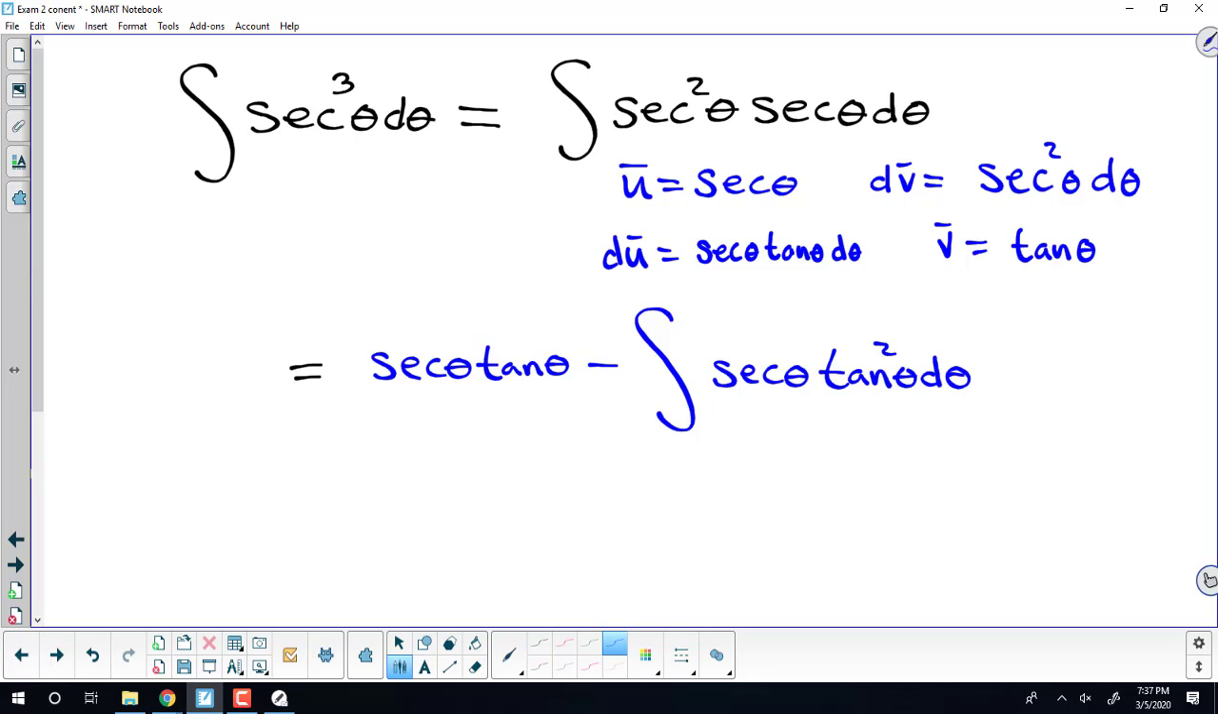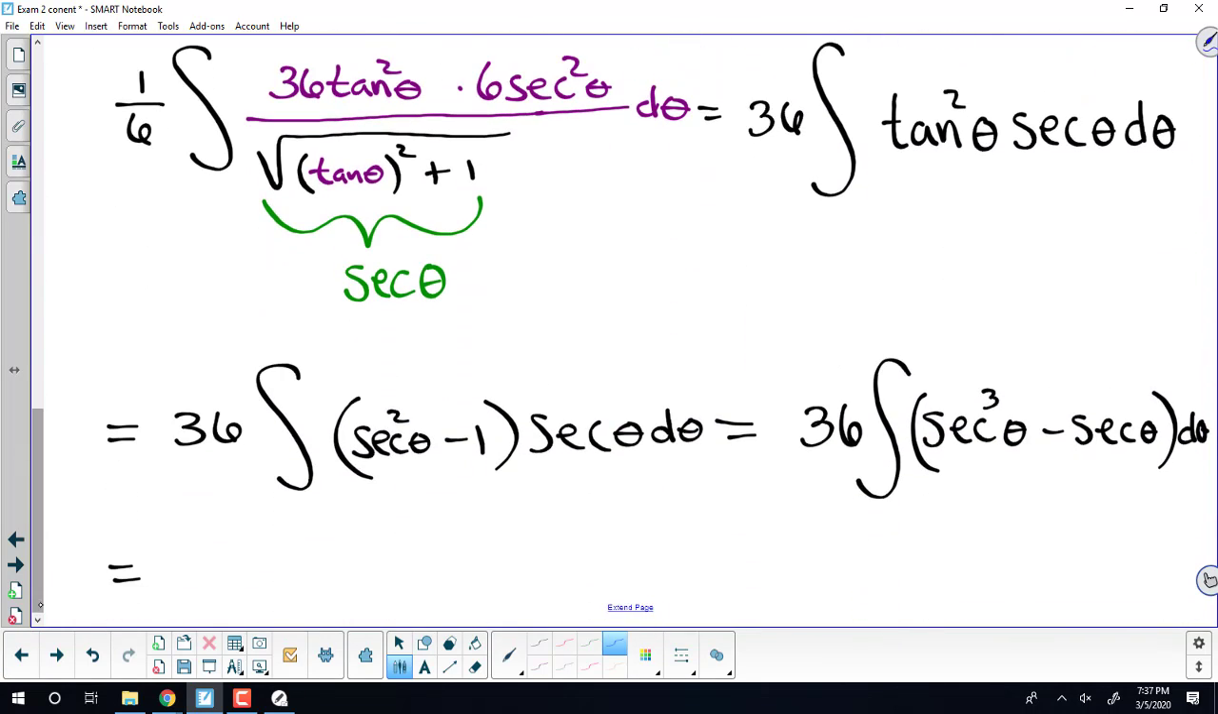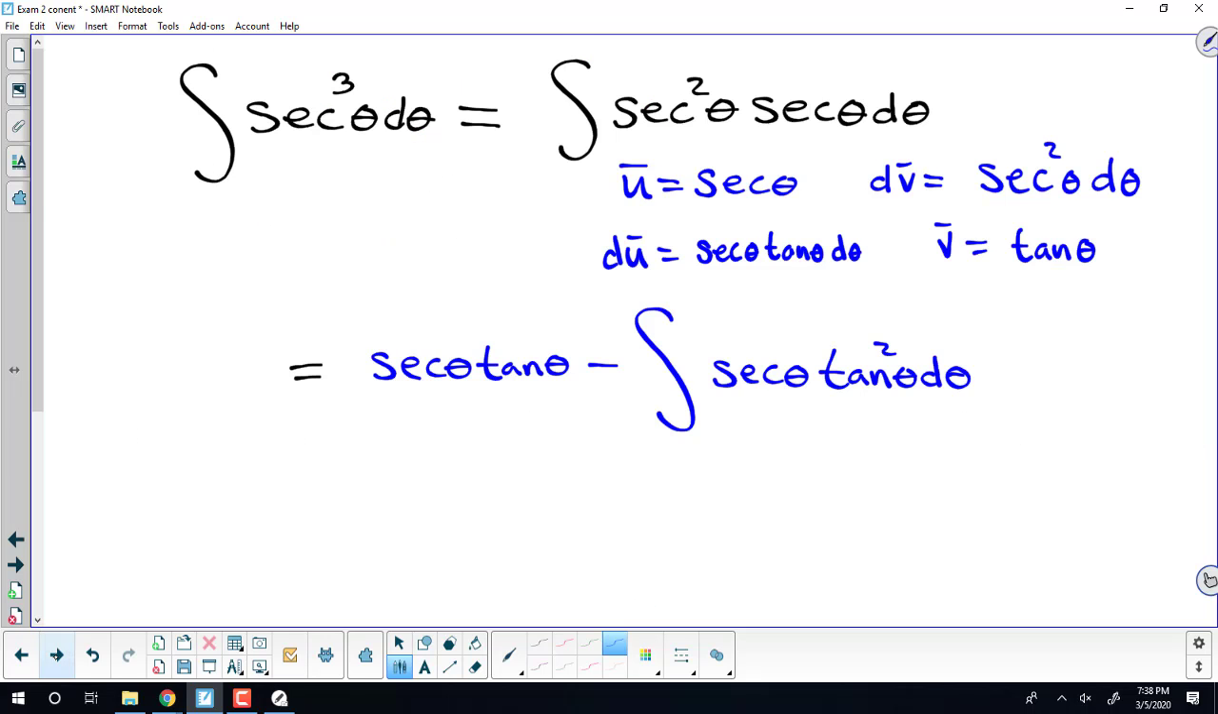Does that look familiar? That's what got us here in the first place, right? We've already handled that here. That's just the integral of secant cubed minus secant. Okay, so we have secant theta tangent theta minus the integral, and this whole thing just turns into secant cubed minus secant.